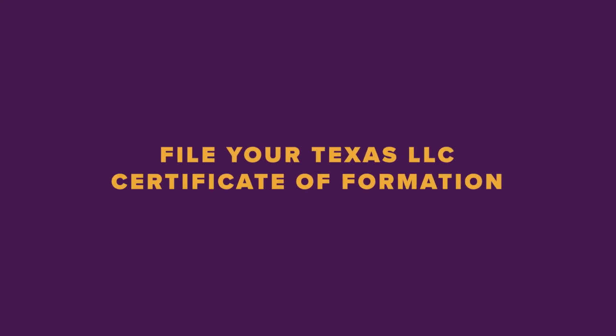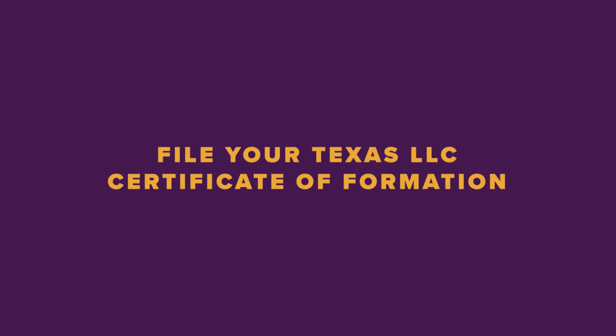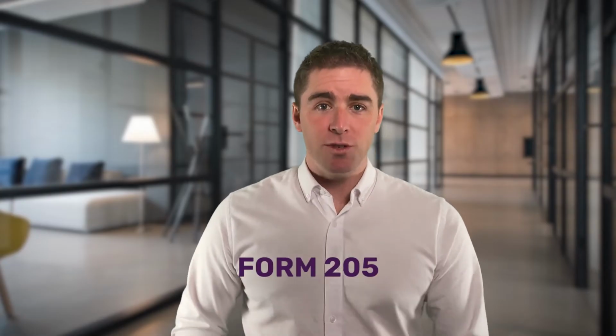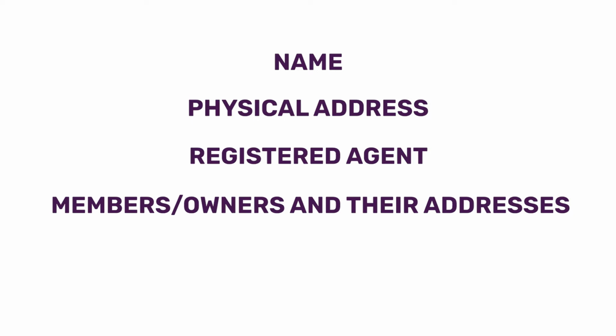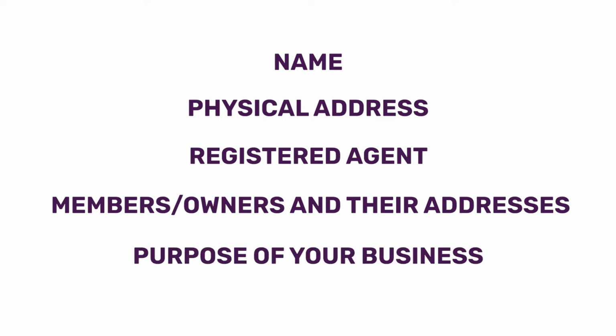The third step is to file your Texas LLC Certificate of Formation, Form 205. This provides all the details the SOS needs about your company. It lists the name, physical address, registered agent, members or owners and their addresses, and the purpose of your business.